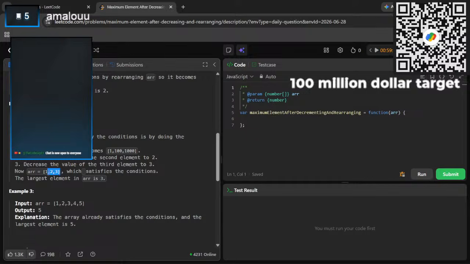Where did 1, 2, 3 come from? Decrease the value of the second element to 2 and increase the value of the third element to 3. Now ARR is 1, 2, 3, which satisfies the conditions. The largest element is 3.